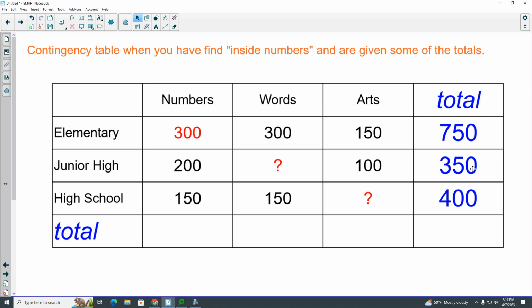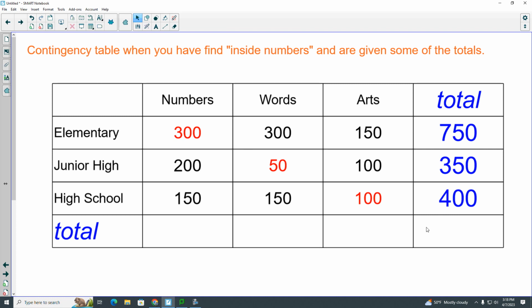This row, I need 350. I have 200 and 100. So I have 300. I need 350. So 350 minus 100 minus 200 means this is 50. That would give me 250 plus 100 is 350. Okay. At the high school, I have 150, 150, and I don't know, so I have 300 plus something has to equal 400. So if I do 400 minus 300, I get 100.